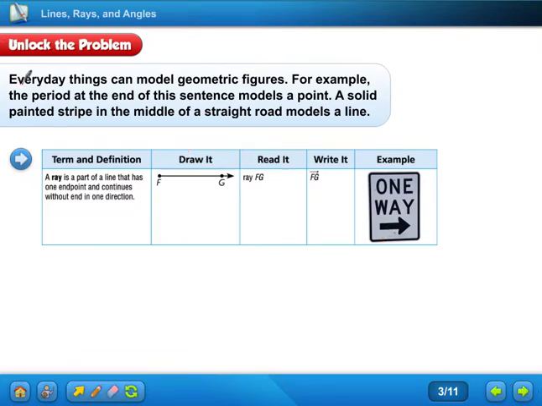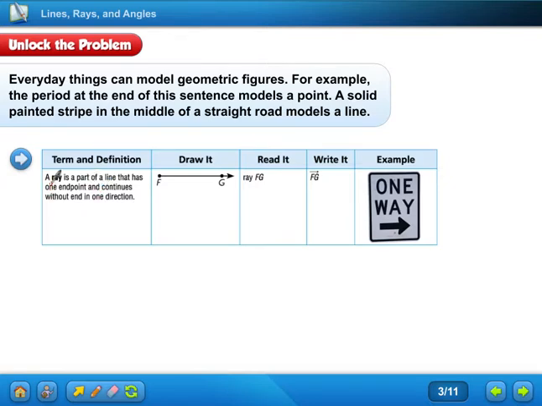Unlocking the problem. Everyday things can model geometric figures. For example, the period at the end of a sentence models a point. A solid painted strip in the middle of a straight road models a line. So here's the words that you will need to know. So you might want to remember these for our lesson.